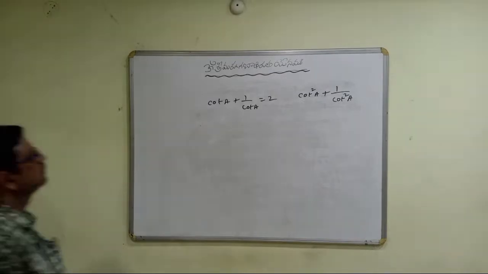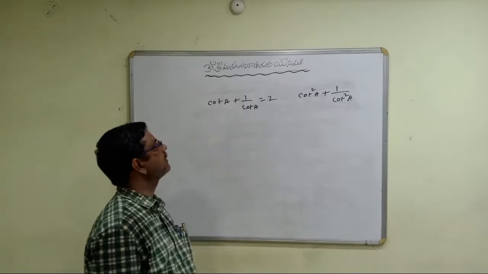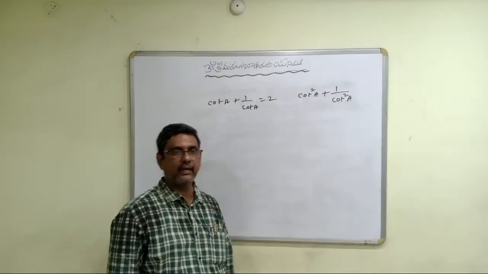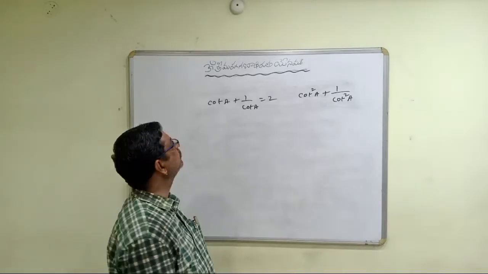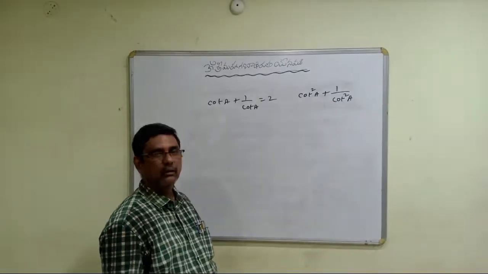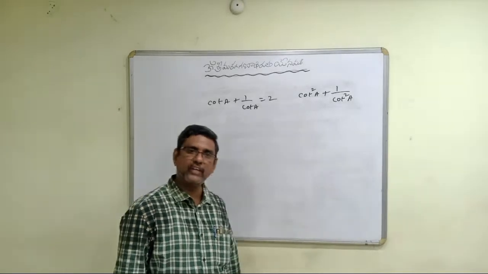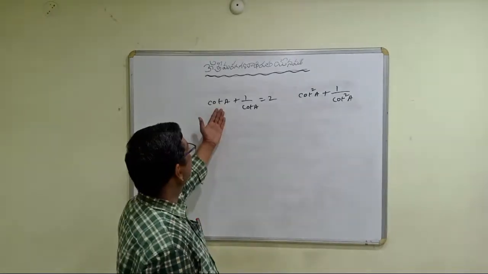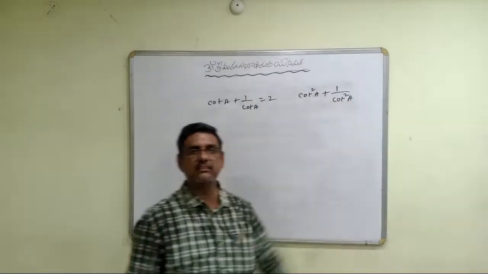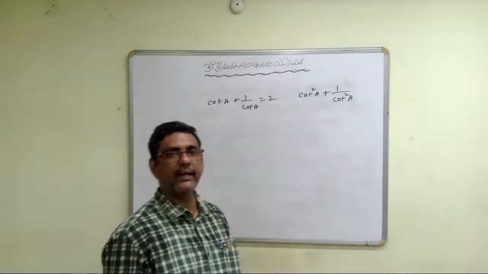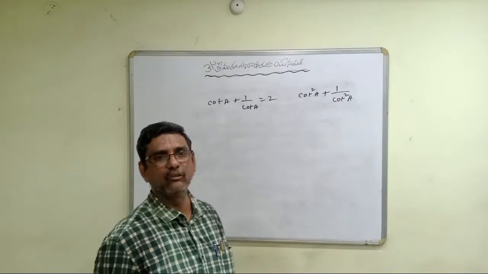Yes. Cot A plus 1 by cot A is 2. Then what is cot square A plus 1 by cot square A? What to do? Can we do squaring on both sides? Because A plus B is given as 2, and he is asking A square plus B square. Is that right? We need to do squaring on both sides. In that way, we need to think.